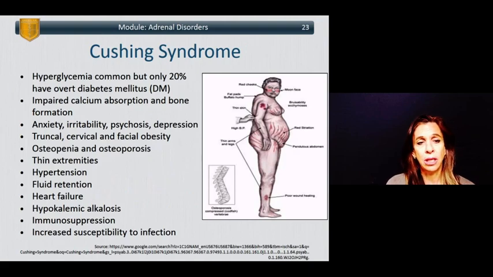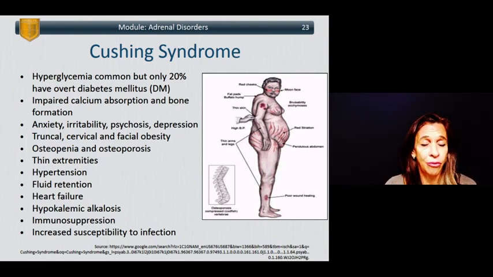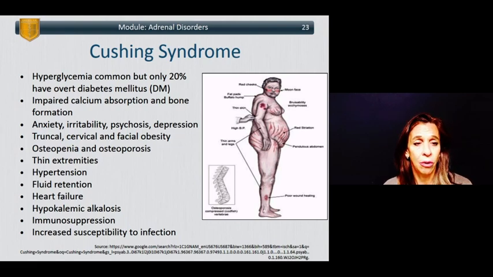So what is Cushing syndrome? Well, this is the opposite of hypoadrenalism. This is from excess steroid. So the most common symptom is hyperglycemia, though only about 20% of patients will have overt diabetes mellitus. There's impaired calcium absorption and bone formation, so the patients have osteopenia and osteoporosis.